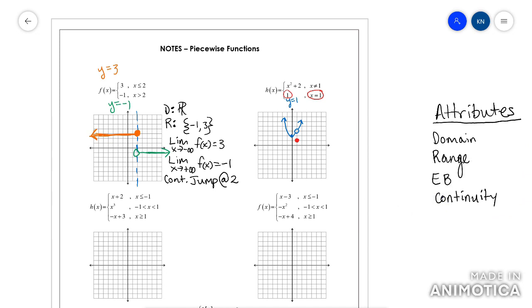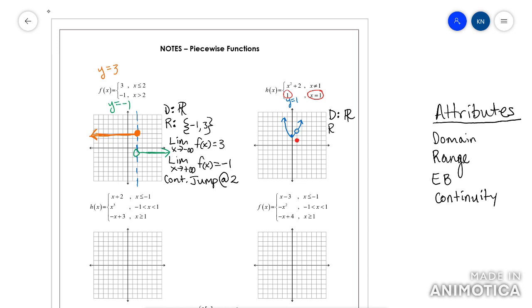Okay. In terms of the attributes of this, the domain would be all real numbers. This quadratic does not have a domain of all reals because of the hole, but this red hole is covered there. So every single x value is covered. So the domain is all reals.